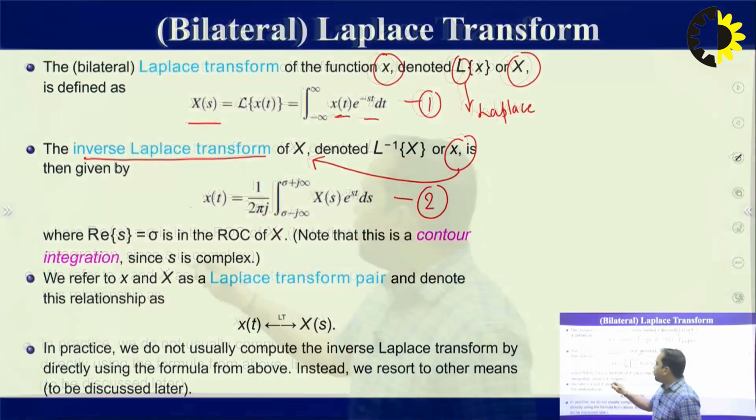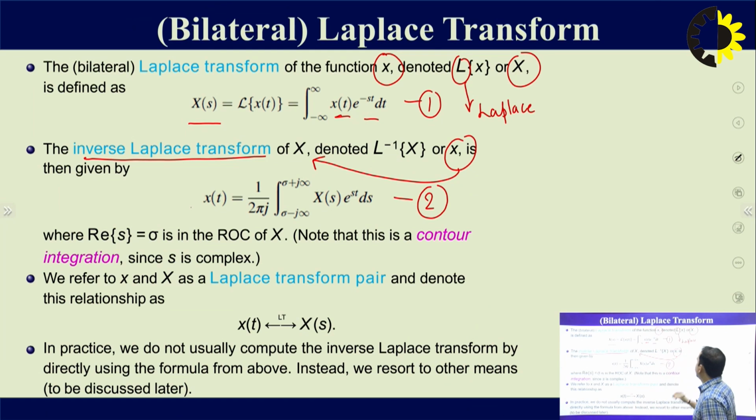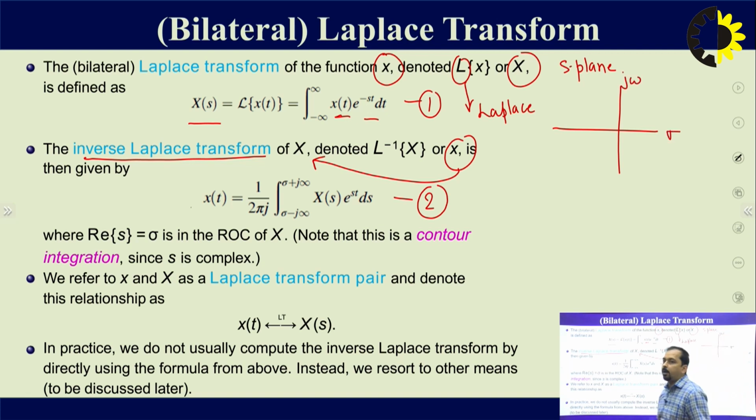Here sigma is the real part of s. We are aware that in the complex s plane, sigma is the real part and j omega is the imaginary part.